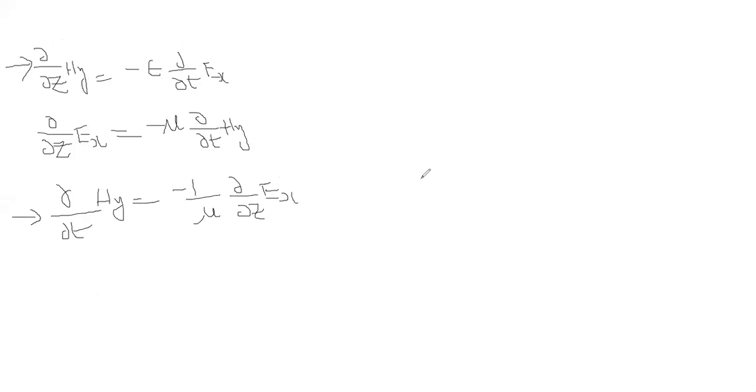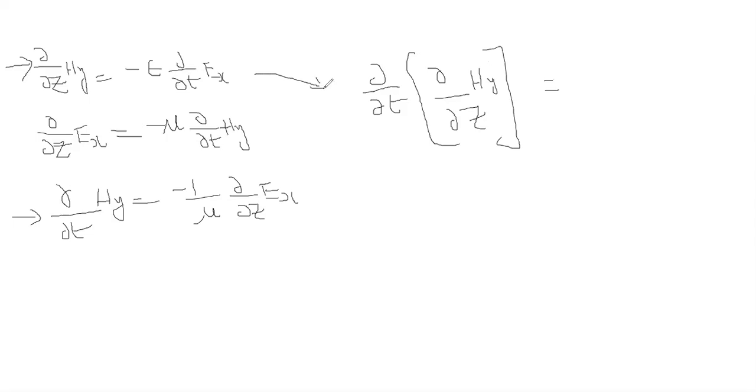Multiplying these two equations, dou by dou t of dou by dou z Hy is equal to, so I'm taking this equation and with respect to the t I'm applying, so this equation becomes minus epsilon into, already we have the dou by dou t, and now I'm applying dou by dou t again, so dou square by dou t square Ex. That is the third equation.